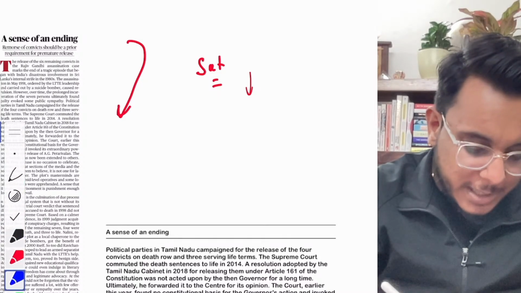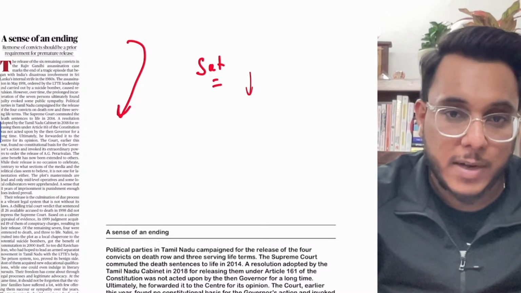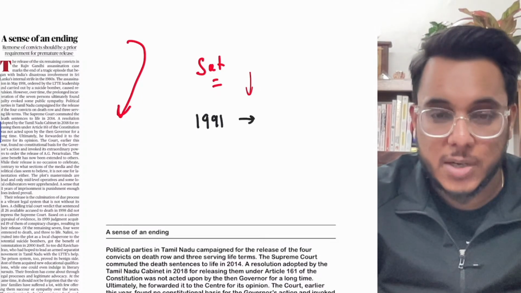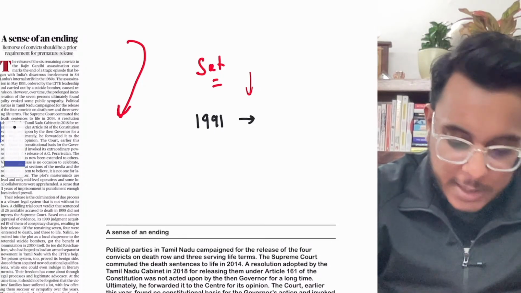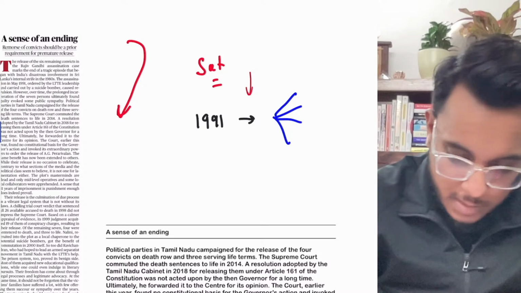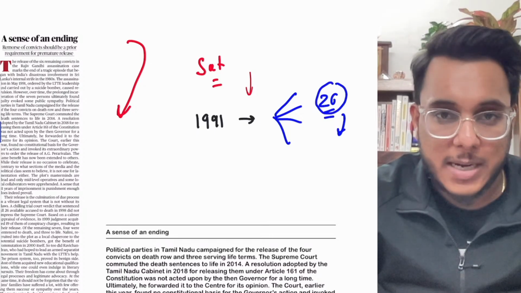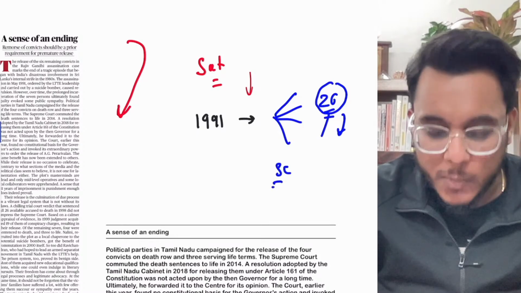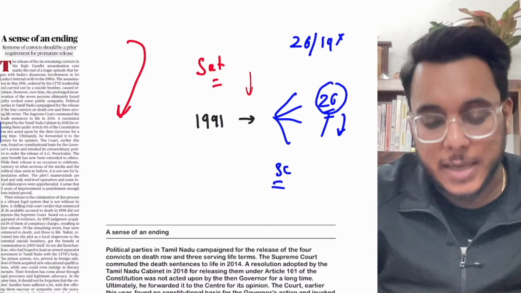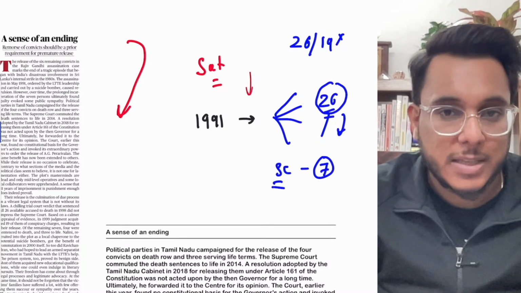Let me give you a little bit of background, and then we'll go into this article. Rajiv Gandhi's assassination was carried out in 1991. After his assassination, many people were arrested, actually 26 people. These 26 people originally were given a death penalty by a trial court. The matter reached the Supreme Court, and the Supreme Court acquitted 19 of the 26 people. So only 7 people finally got convicted in the Rajiv Gandhi assassination case.